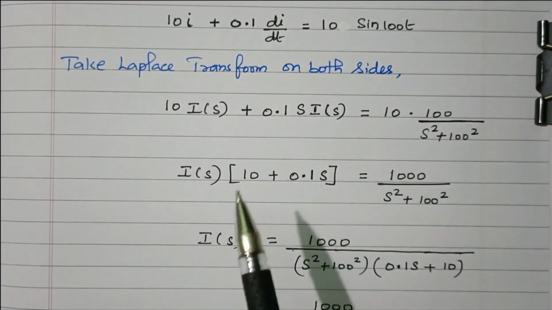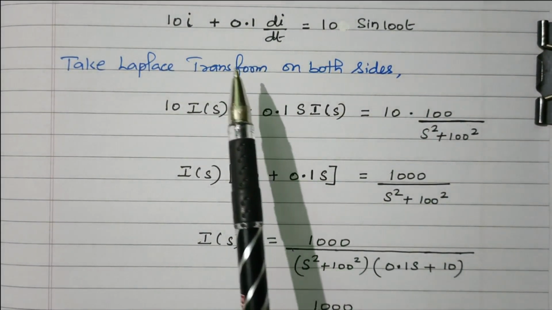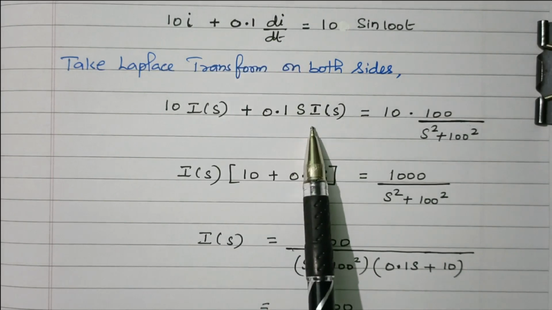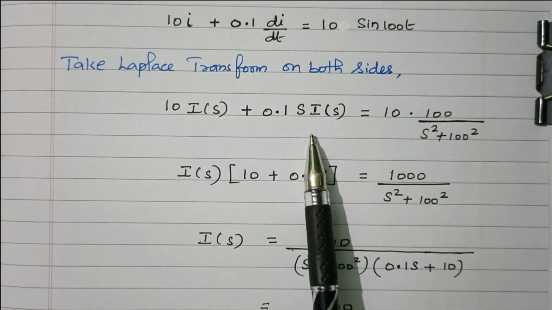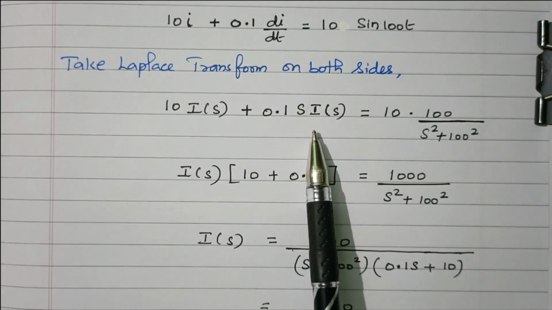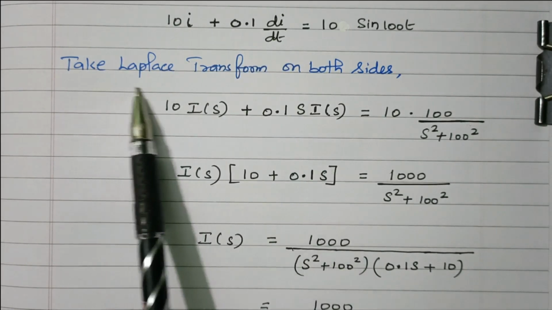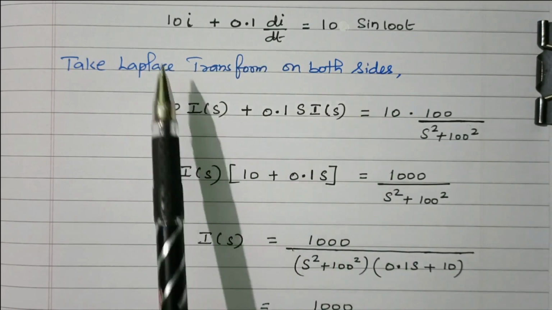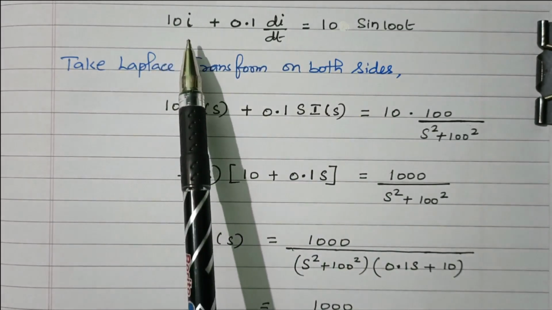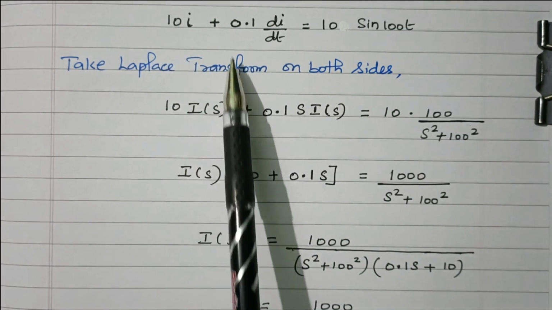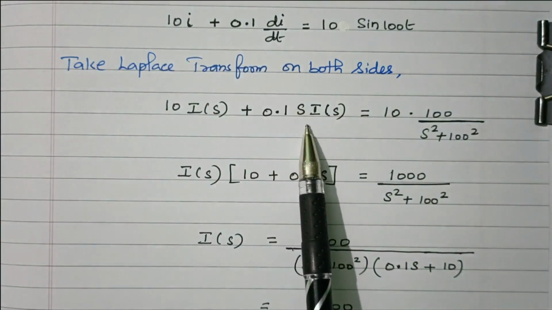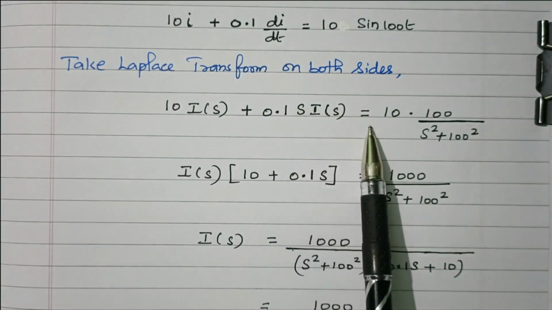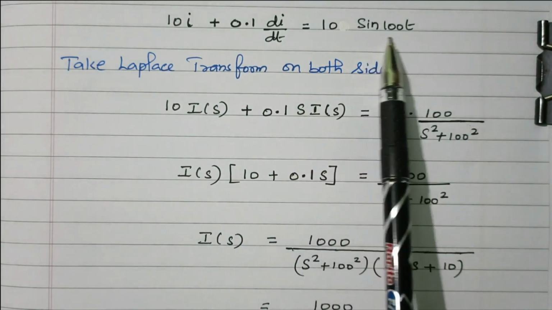We'll take the Laplace transform on both sides so that the t domain will be converted into the s domain. After simplification we need to take the inverse Laplace so that again we get the t domain. So take the Laplace transform on both sides. 10 is constant. The Laplace of i is I of s. 0.1 is constant. The Laplace of di by dt is s into I of s. That is equal to 10 sin 100t.